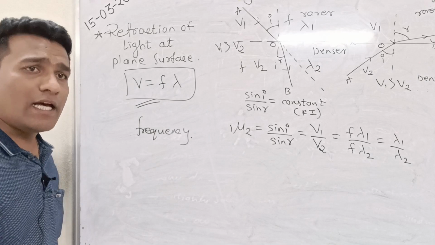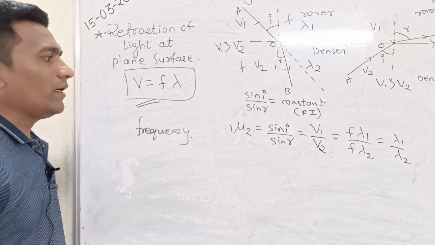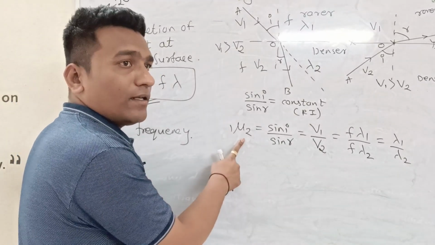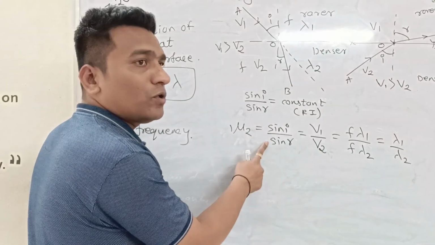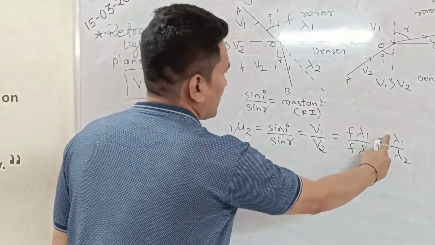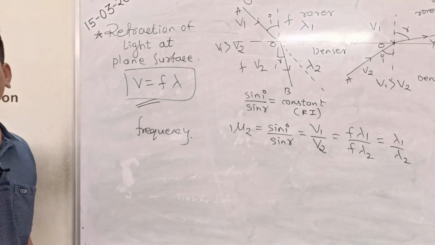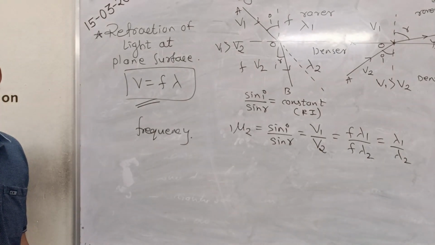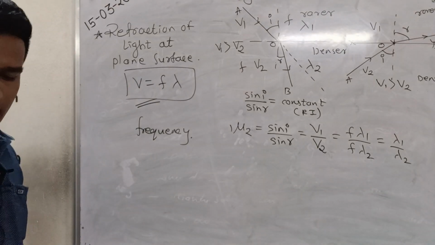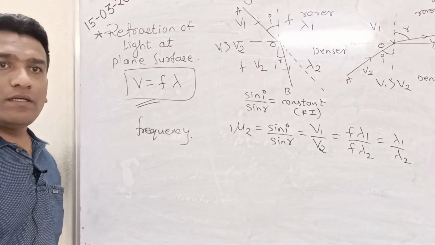The formula should be remembered. Okay. Does refractive index have any unit? No, because it is a ratio of two similar quantities. Okay? Anything to discuss here?